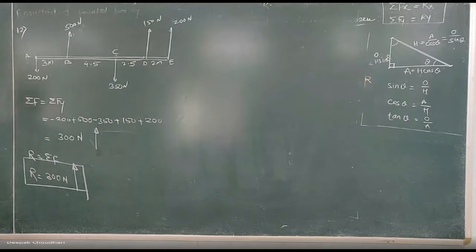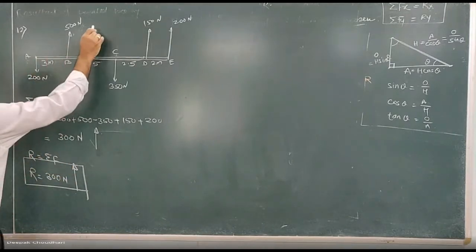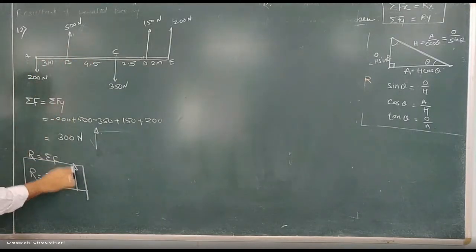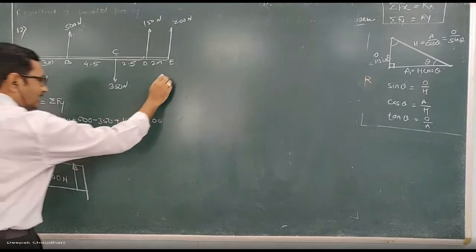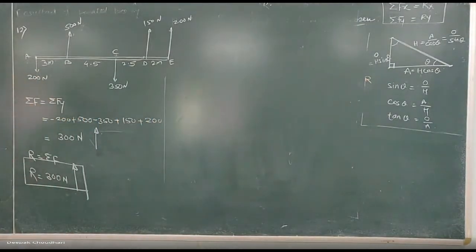There is no need to calculate alpha. This resultant is parallel to the line of action of these forces. So it is vertical and vertically upward. So the magnitude of the resultant is 300 Newton acting in the vertically upward direction. Any doubt? Here we got the magnitude and direction.